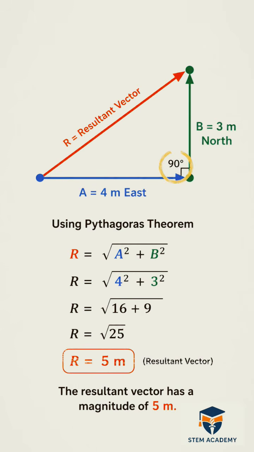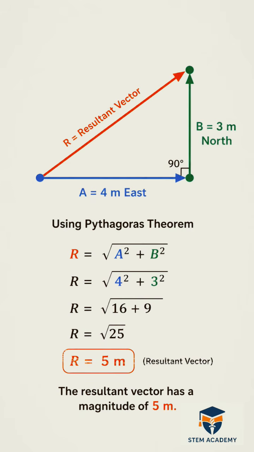Since these two vectors are perpendicular, we can use Pythagoras' theorem to find the magnitude of the resultant. R equals square root of A squared plus B squared. Substituting the values, R equals square root of 4 squared plus 3 squared, which is square root of 16 plus 9, giving square root of 25. Therefore, R equals 5 meters. This means the resultant vector has a magnitude of 5 meters.